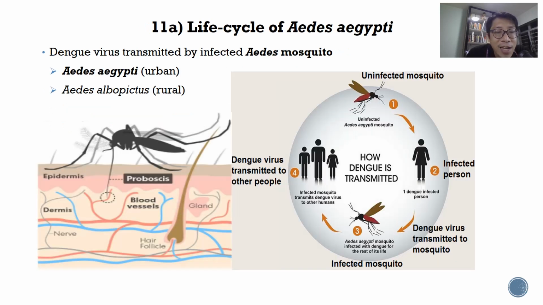Okay, so the Aedes mosquitoes are the ones that transmit the dengue virus. There are two species. One is the Aedes aegypti, which we are more familiar with and more concerned with because it is the one that is more adapted to live with humans in the urban environment, like Singapore. But for the rural environments, there's another species known as Aedes albopictus, which transmits the virus.